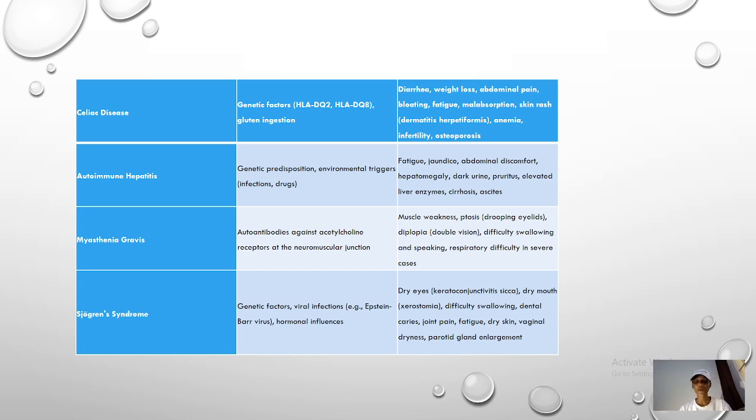The fourth is myasthenia gravis or Graves' disease, where the cause is autoantibodies. Its clinical manifestation is muscle weakness, difficulty swallowing and speaking, and respiratory difficulty in severe cases. Another disease is Sjogren's syndrome, where the cause is genetic factors and viral infection, and the clinical manifestation is dry eyes, dry mouth, and difficulty in swallowing.